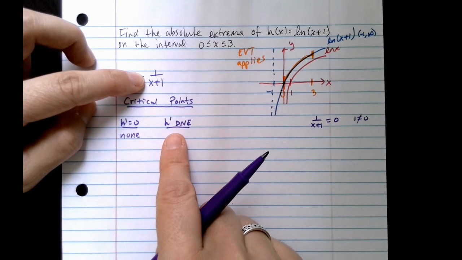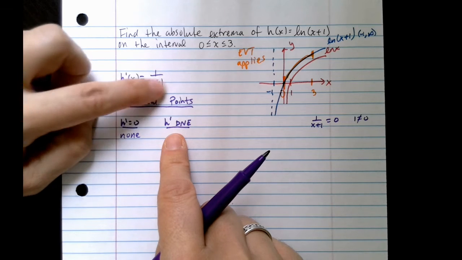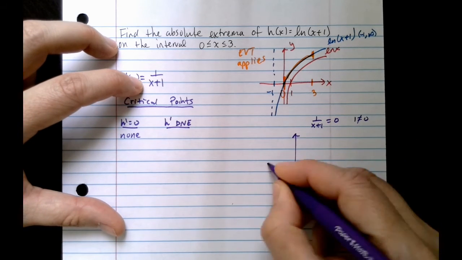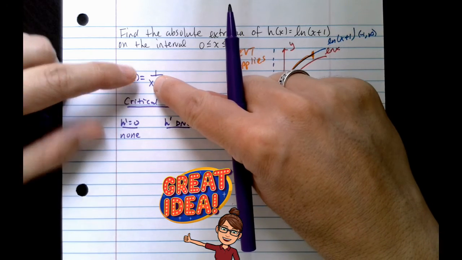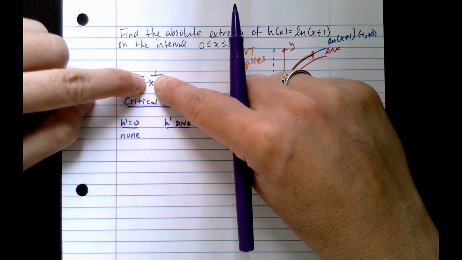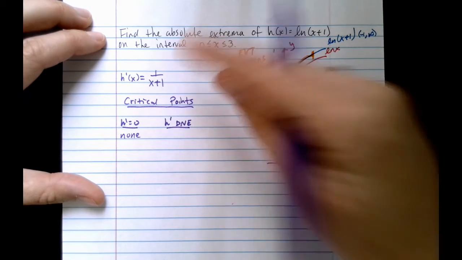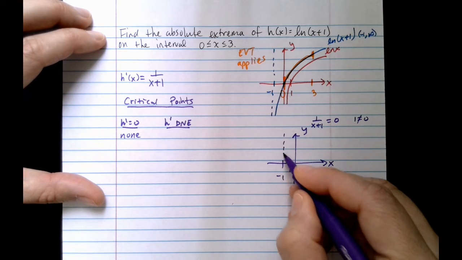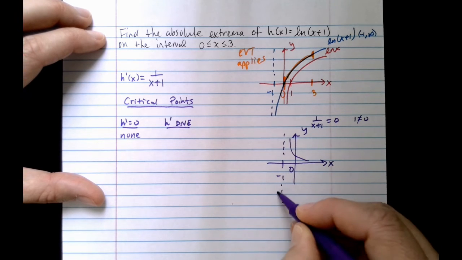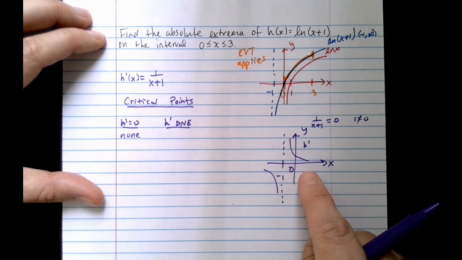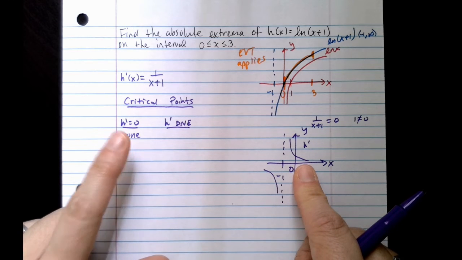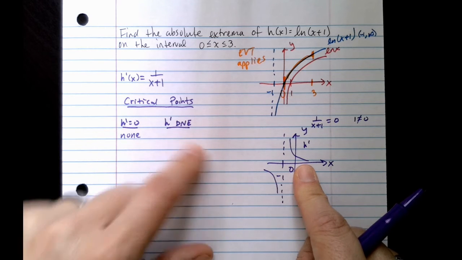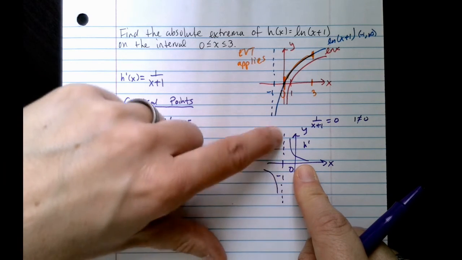Now, when does this not exist? Well, this is a rational function. Again, we can use our parent functions. If I cover up this one, this is just the reciprocal function 1 over x. But because it's being shifted to the left 1 unit, it will look like this. So this is h prime. So when will it equal 0? Never. None. And when will it not exist? It will not exist at -1.